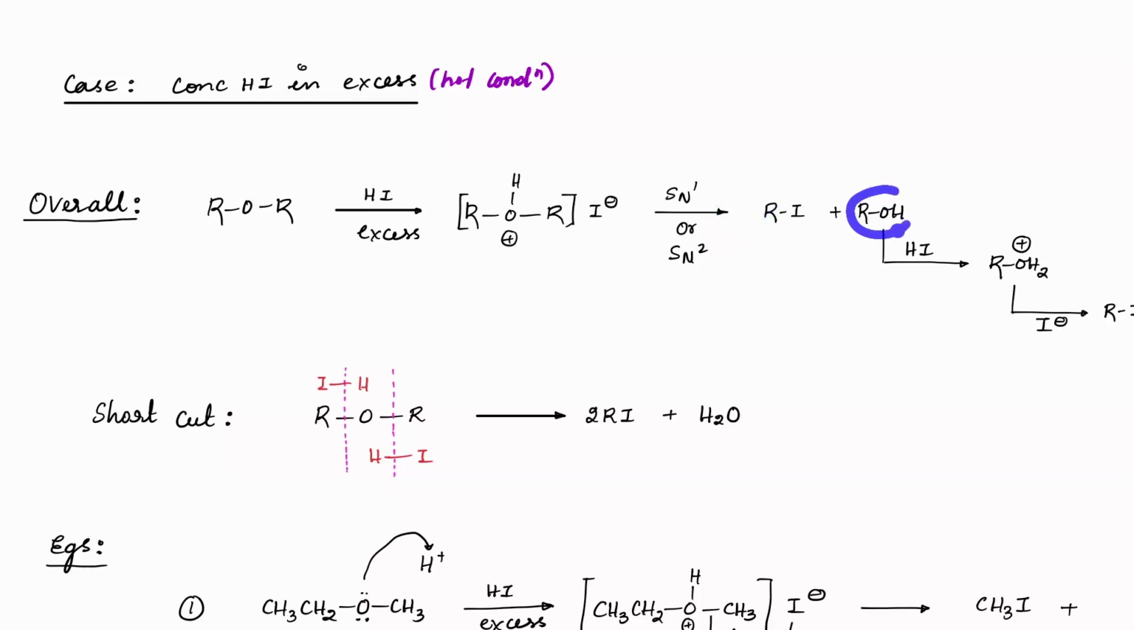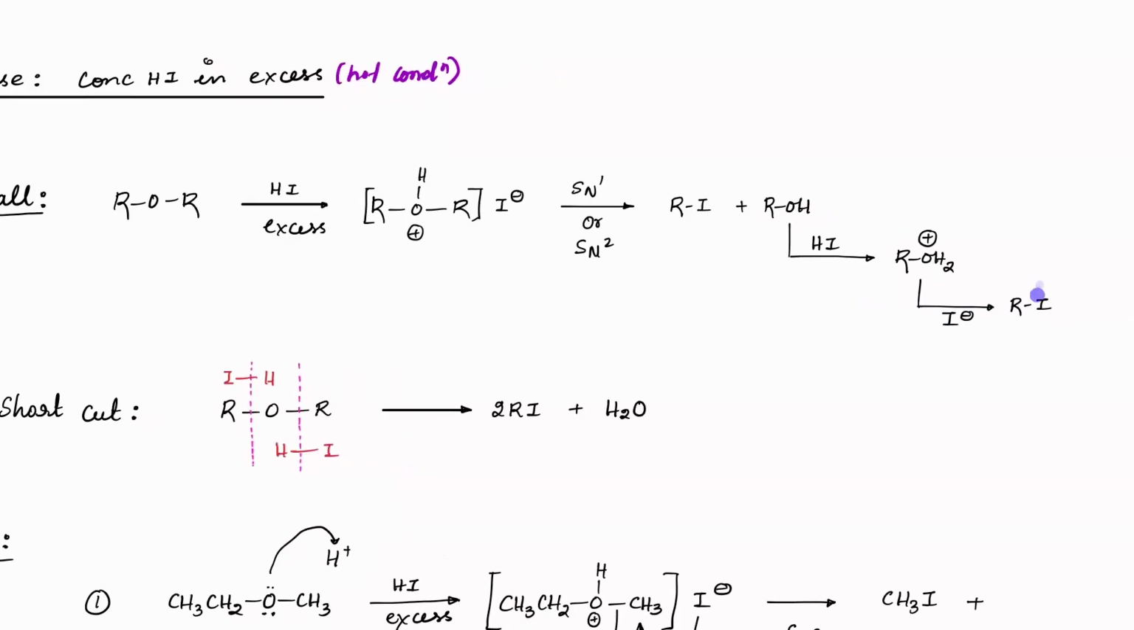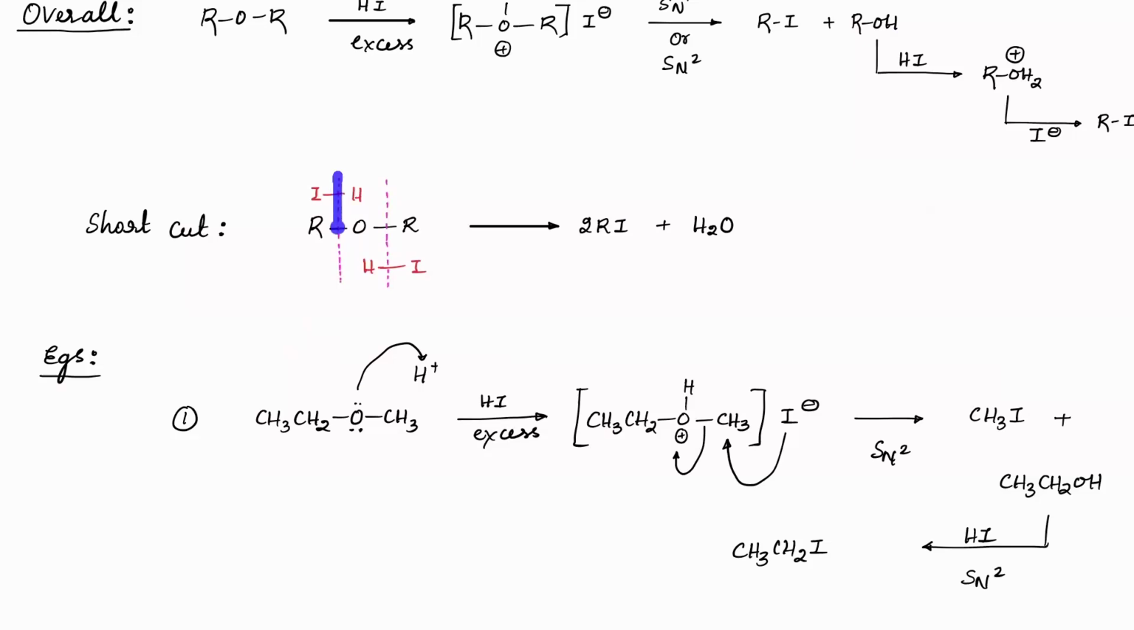But the one which got alcohol, you have to convert that also into iodide. That's all. Okay. The one which got alcohol form, you convert that also into iodide. So all you need to do is, this is the shortcut you use. You break on both sides, you convert that into iodides. That's all.